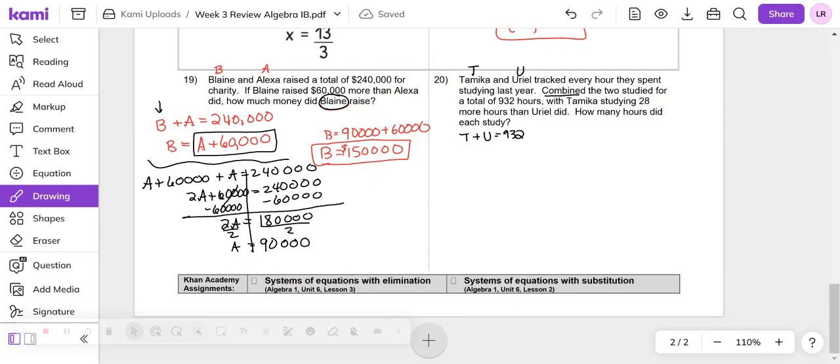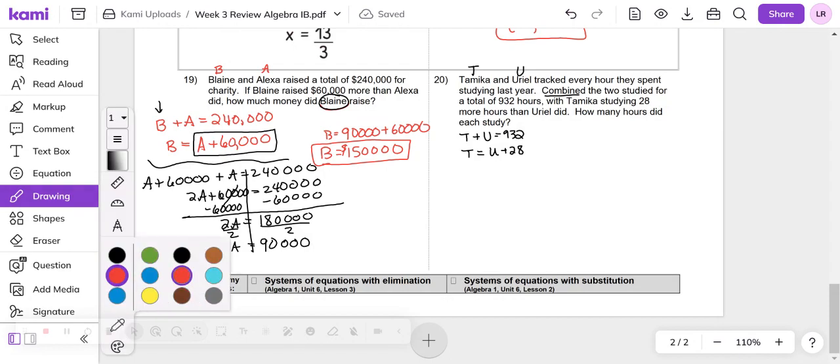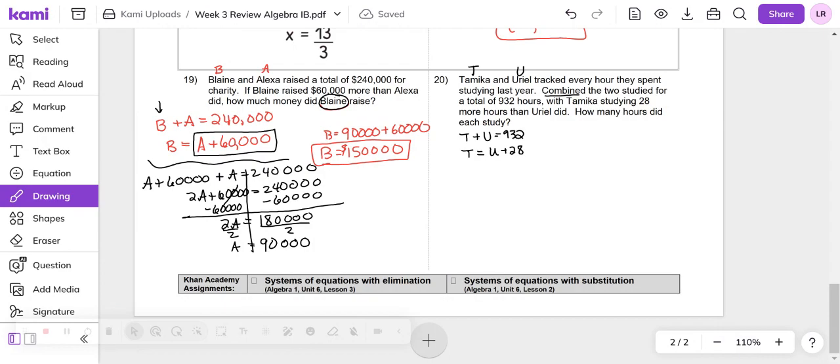Now it says also Tamika studied 28 more hours than Uriel did. So Tamika studied, T equals 28 more hours than Uriel did. So if you take Uriel's and you add 28 hours, not dollars, excuse me, that would be my second equation. So again, this looks like substitution to me because I have a variable that's solved. So I'm going to put that U plus 28 where the T is in the other equation. So I'd have U plus 28 plus U equals 932. And we have to solve this equation.